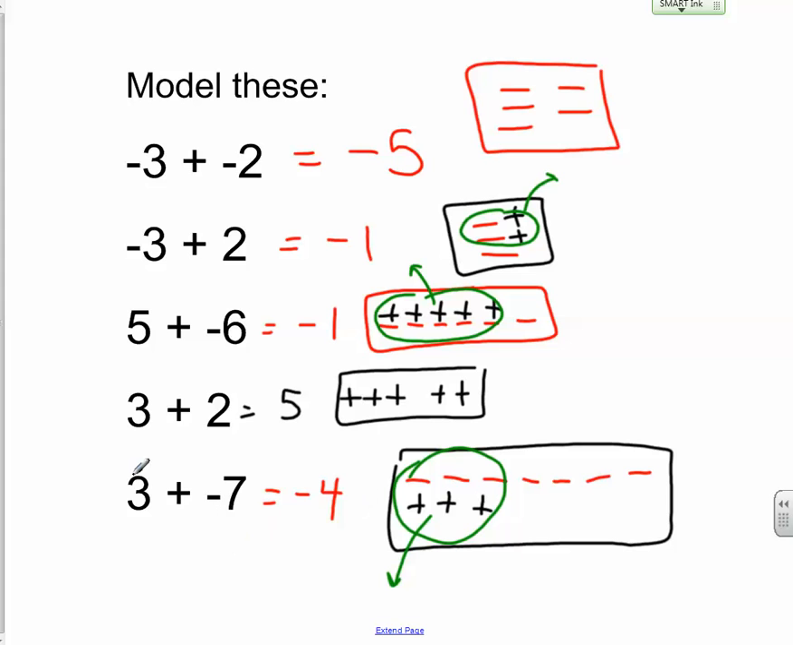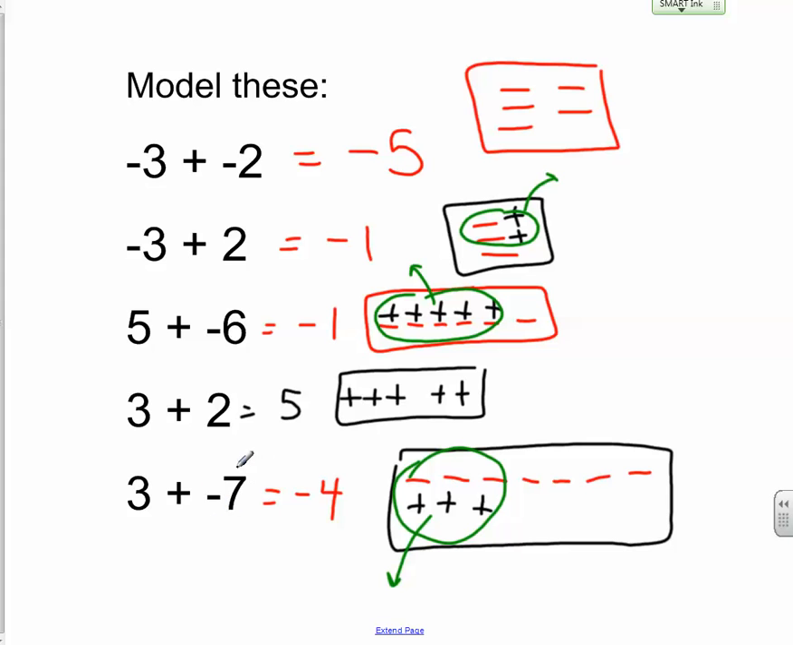And then we talked about the absolute value. In this problem, for example, what has the bigger absolute value, the 3 or the negative 7? Well, the absolute value of 3 is 3 because it's 3 units from 0, and the absolute value of negative 7 is 7 because it's 7 units from 0. So that means I'm going to end up on the negative side.